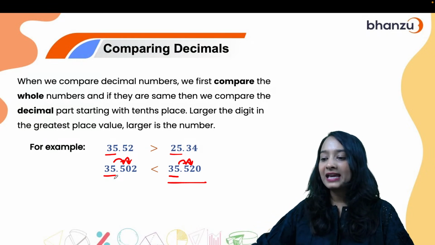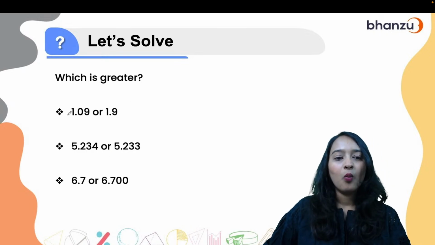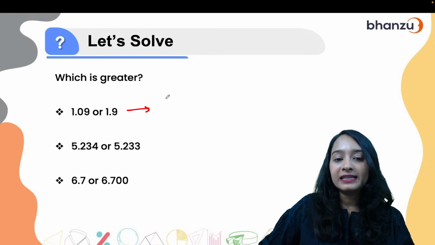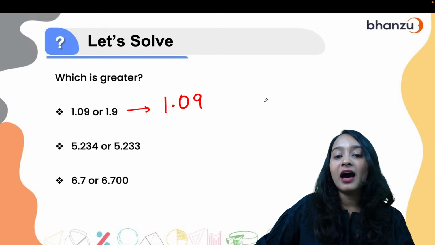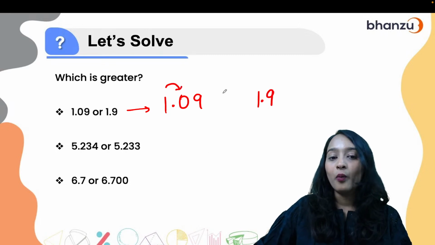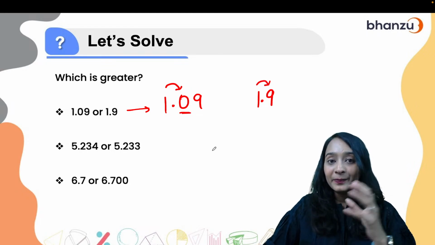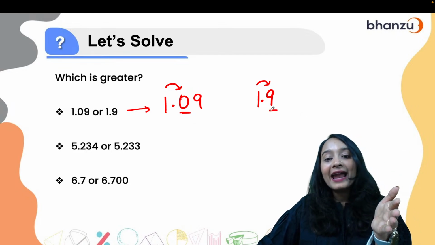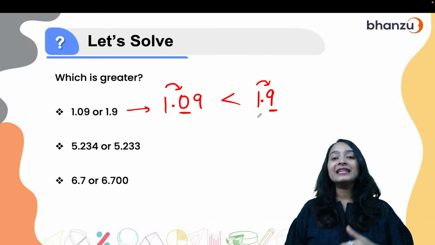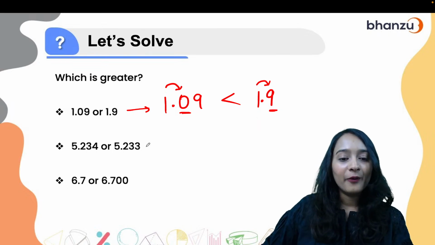Okay. So let us get started with solving a few questions here. Which is greater? 1.09 or 1.9. As you can see here, the whole number parts are the same. So we hop on to the next number, right? 1 and 1. So we hop on to the next number here. Here we are comparing 0 and 9. Which one is greater? Of course, 9 is greater. So 1.9 is greater than 1.09.